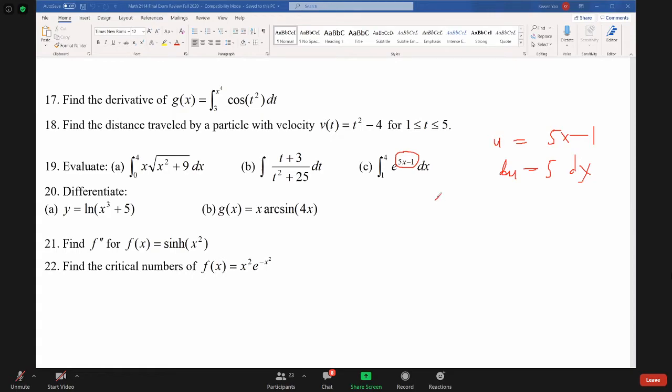So x equal to 1. What's the u? Find u. U is 5 times 1 minus 1, right? U is 4. Now x equal to 4. What's the u?